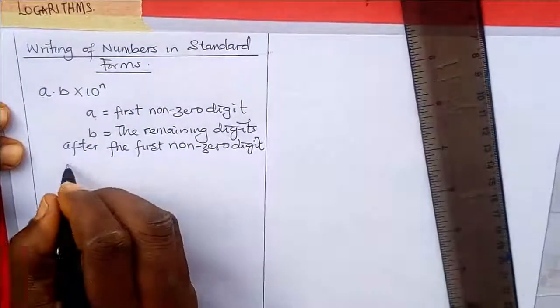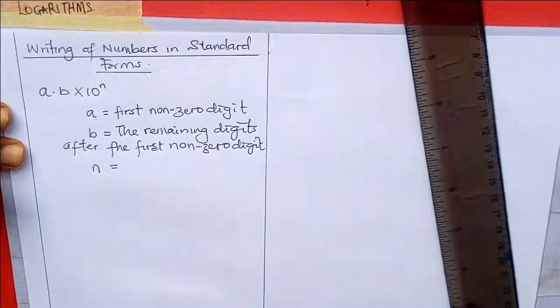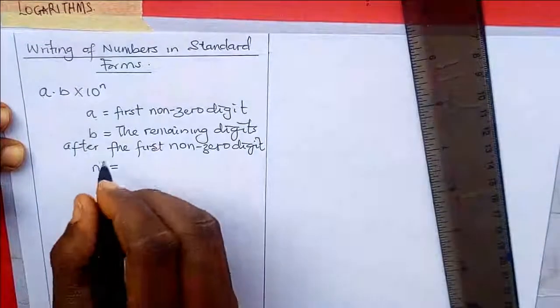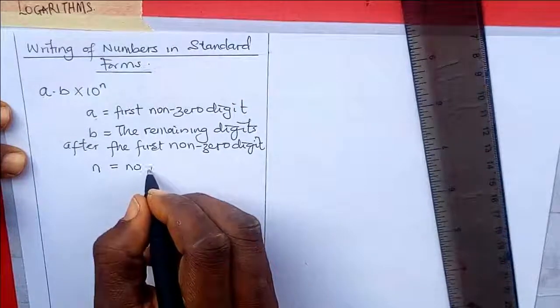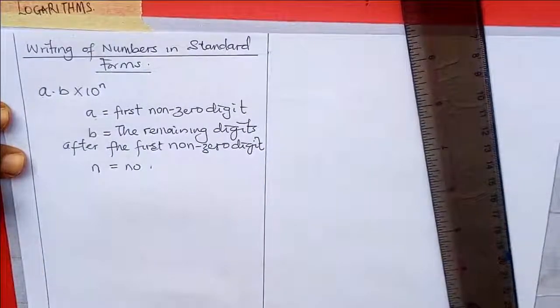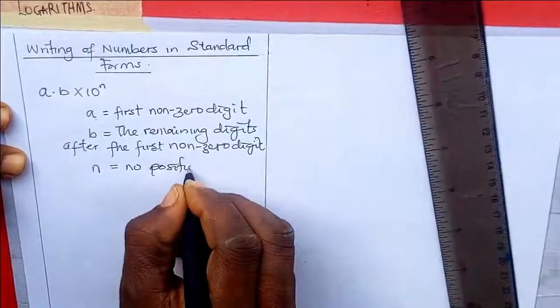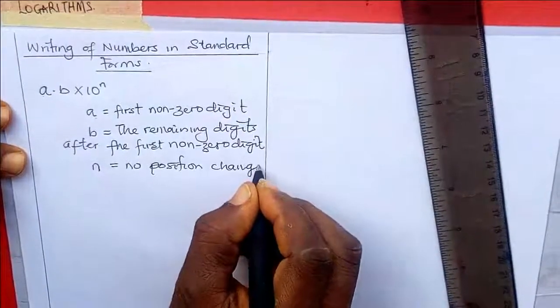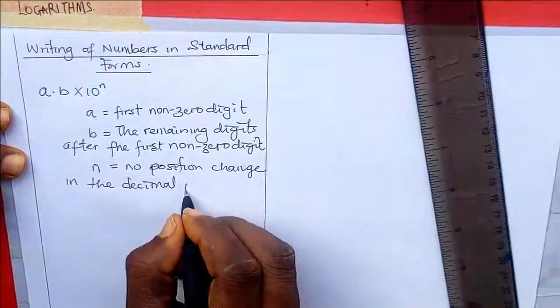Then n is an integer. n is a whole number, whether positive, zero, or negative, that shows how many times the decimal point in the number has been displaced. It shows the position change in the decimal point.